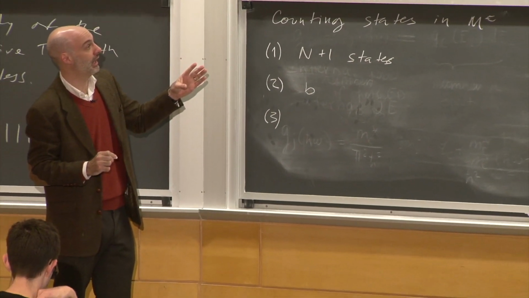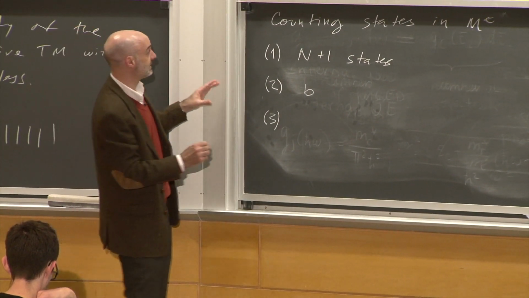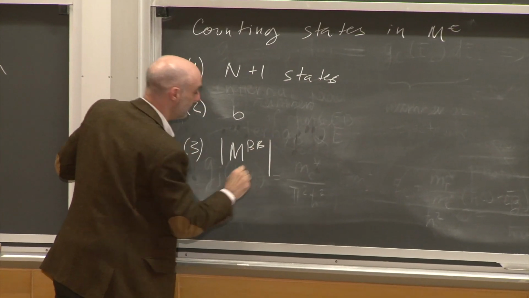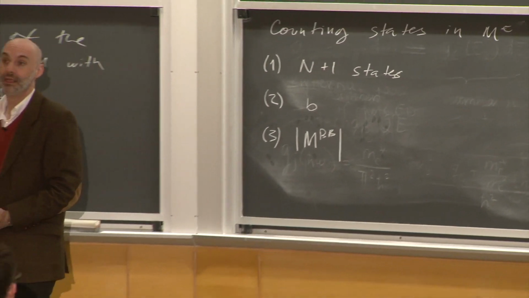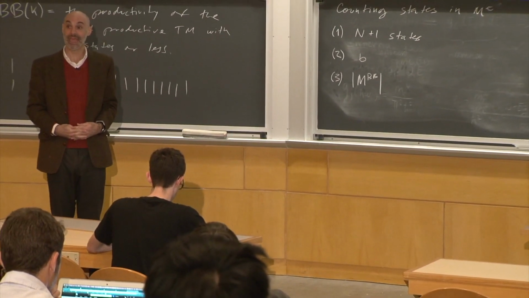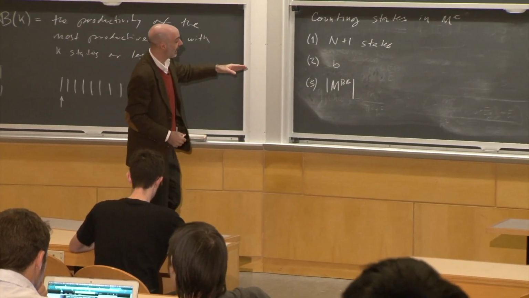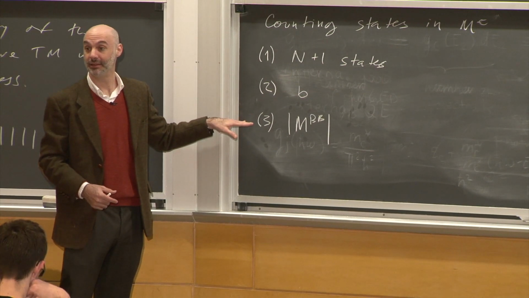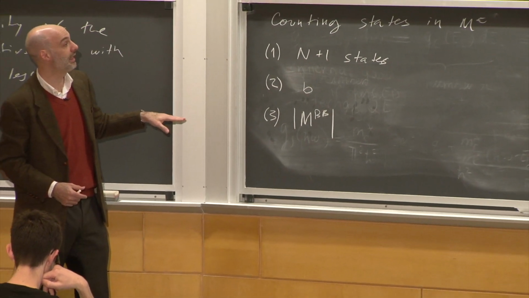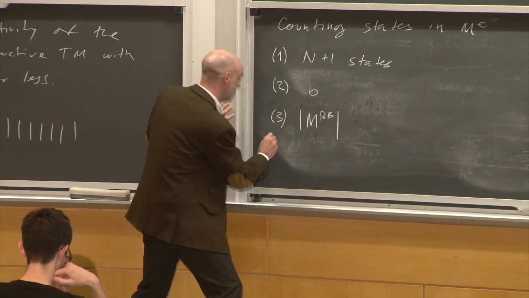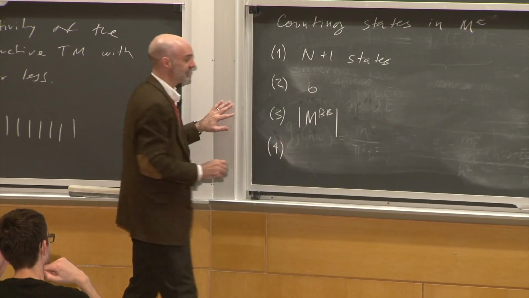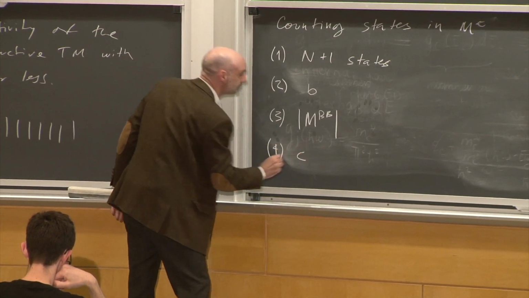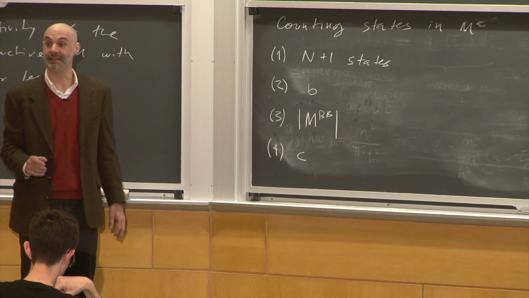Now, for 3, the number of states we need is exactly the number of states in the Busy Beaver Turing machine, MBB. And again, crucially, this number is independent of n. So it's just constant relative to n. And finally, to add 1, we just need some small number of states, c, which again is independent of n.